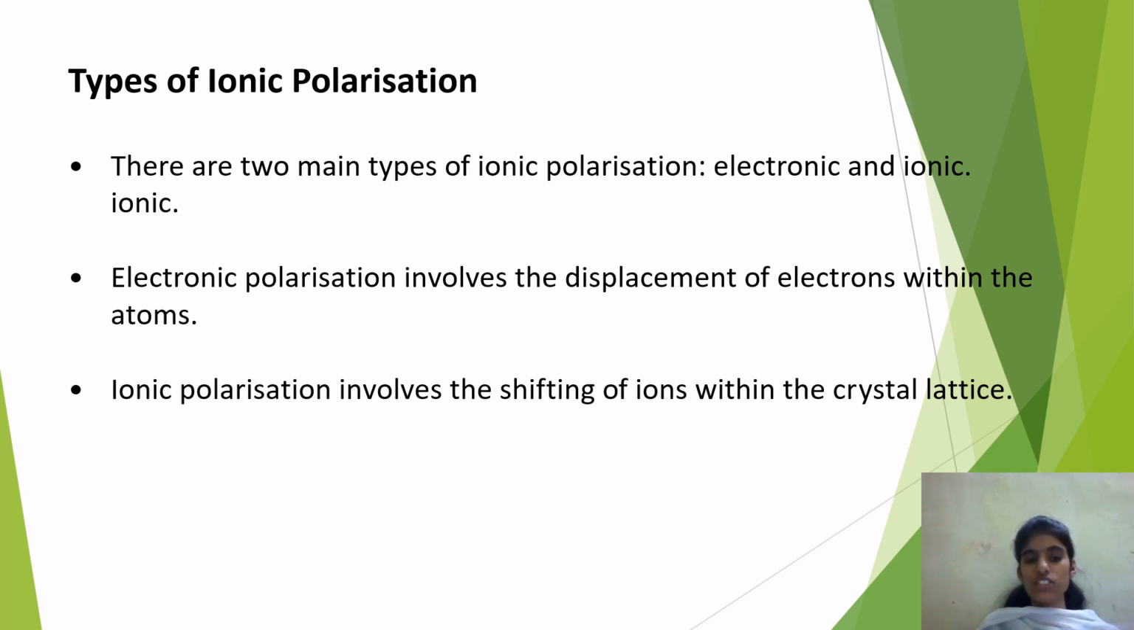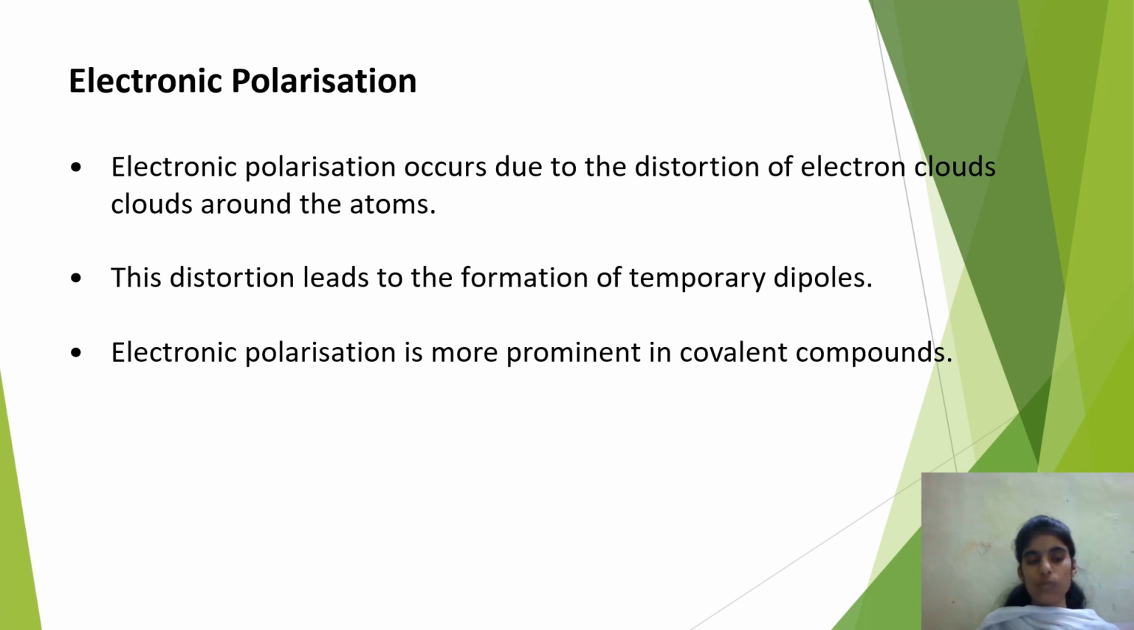Ionic polarization involves the shifting of ions instead of atoms within the crystal lattice. Electronic polarization: we can briefly say that electronic polarization occurs due to the distortion of electron clouds around the atoms. This distortion leads to the formation of temporary dipoles. Electronic polarization is more prominent in covalent compounds.